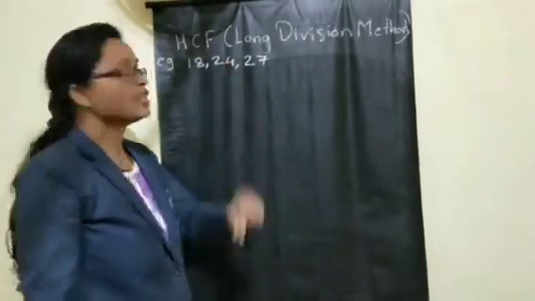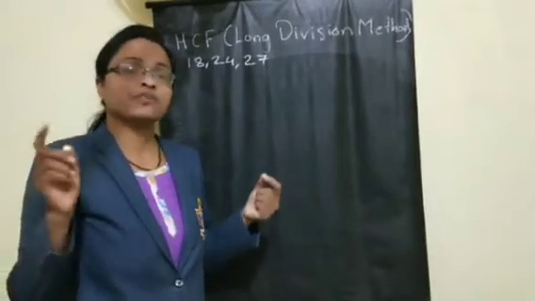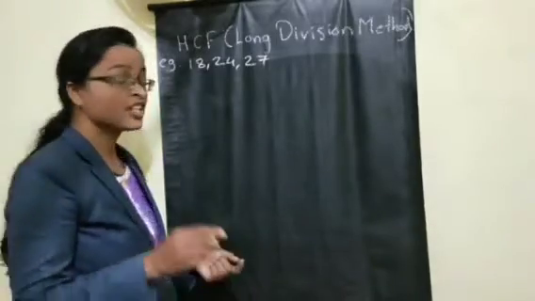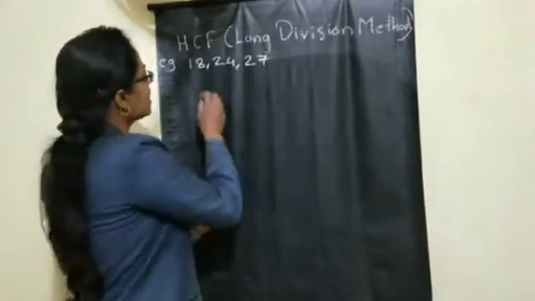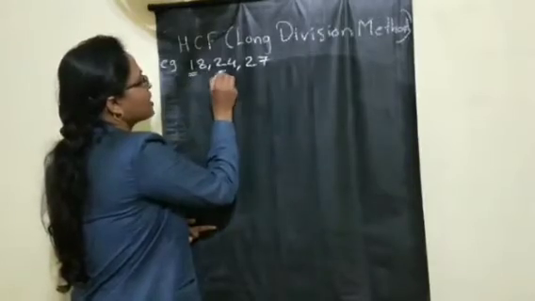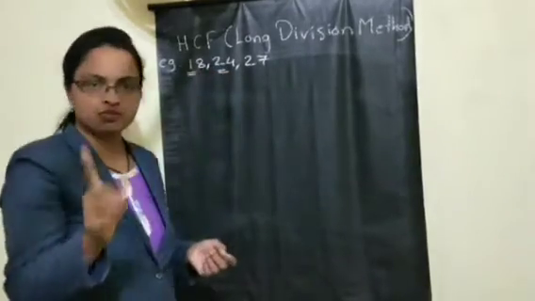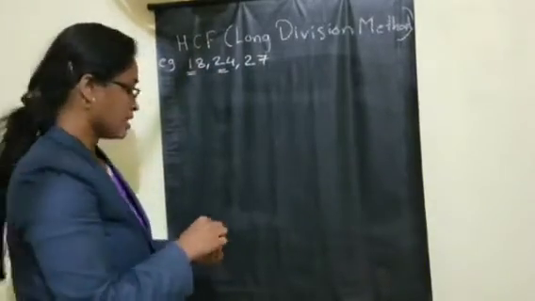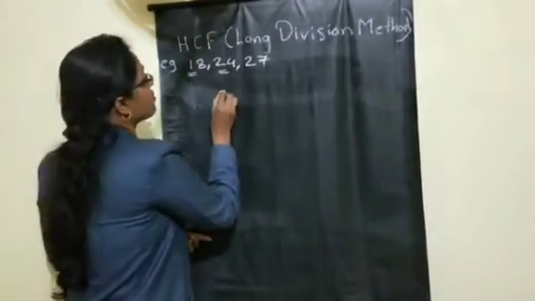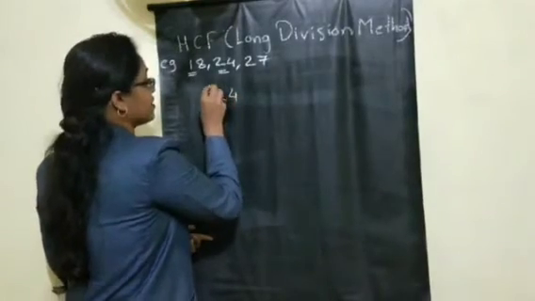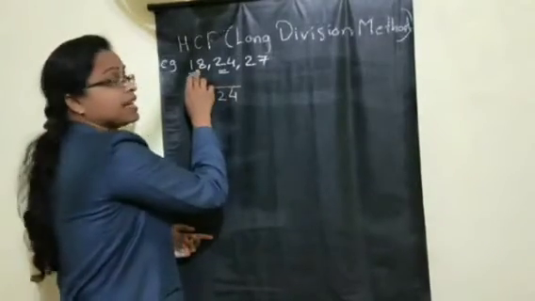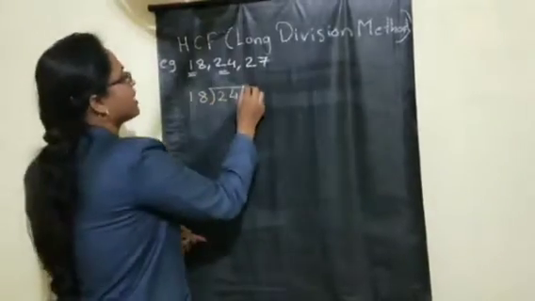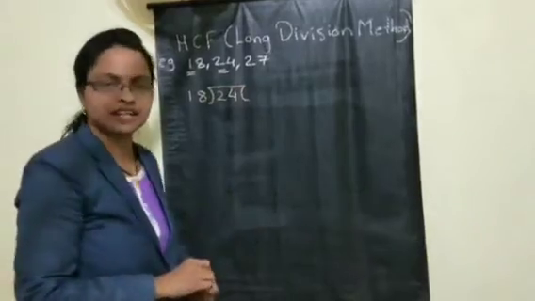Now with 3 numbers, how do we divide? Here we have to go step by step. Our first step is to select 2 smaller numbers. Here, if you see, 18 and 24. These 2 numbers are smaller. From these 2 numbers, which is the bigger number? 24. So 24 is our dividend. And which is the smallest number? 18. That is our divisor. Understood? And now we have to start dividing.